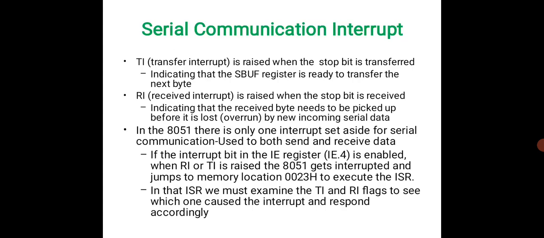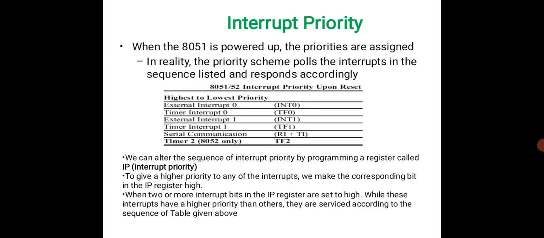If the serial interrupt bit in the IE register, which is IE.4, is enabled, then when RI or TI is raised, it will jump to memory location 0023 to execute the ISR. In the interrupt service routine, the user needs to examine the TI and RI flags to see which one has caused the interrupt and respond accordingly. We need to write the program based on whether TI or RI has been raised.